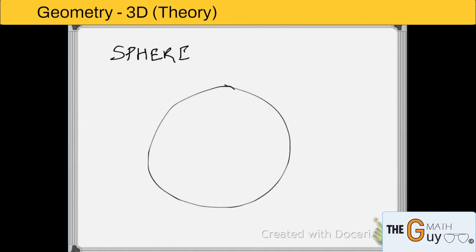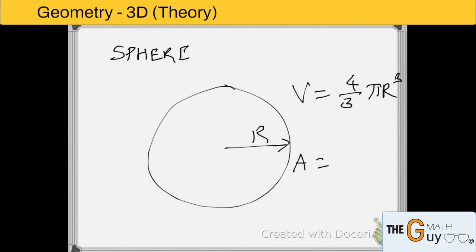Next is sphere. Okay, a sphere is basically a 3D circle. So a ball. All you need is the radius. Volume would be 4/3 pi r cube. And the surface area of the entire ball is 4 pi r square.